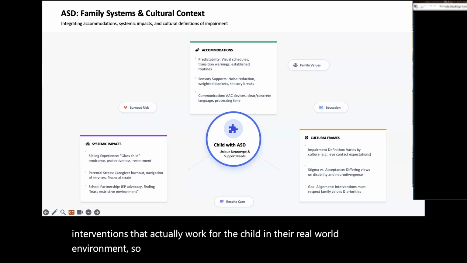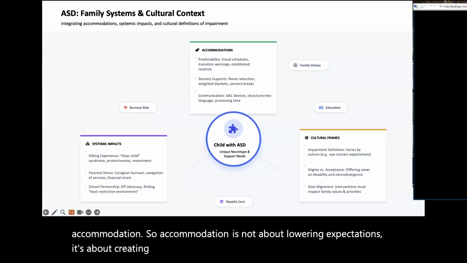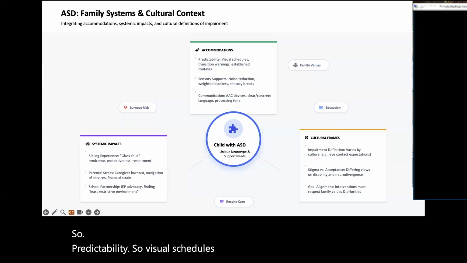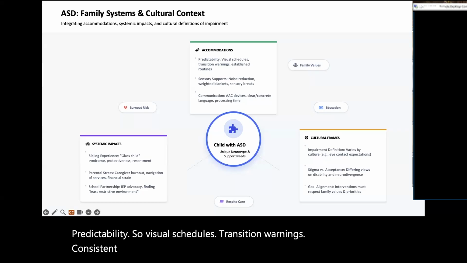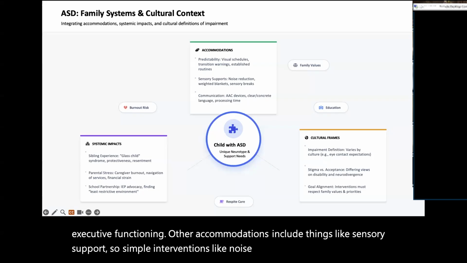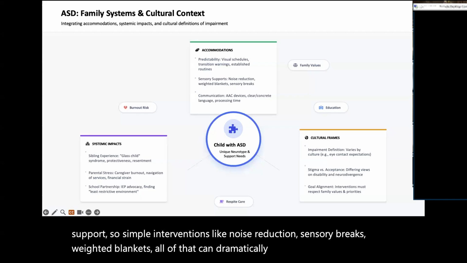So this is a lot of where the work will be, that is in facilitating accommodation. Accommodation is not about lowering expectations. It's about creating predictability and reducing unnecessary cognitive load. So predictability: visual schedules, transition warnings, consistent routines, all of that helps to reduce anxiety and support their executive functioning. Other accommodations include sensory support. Simple interventions like noise reduction, sensory breaks, and weighted blankets can dramatically reduce someone's distress.